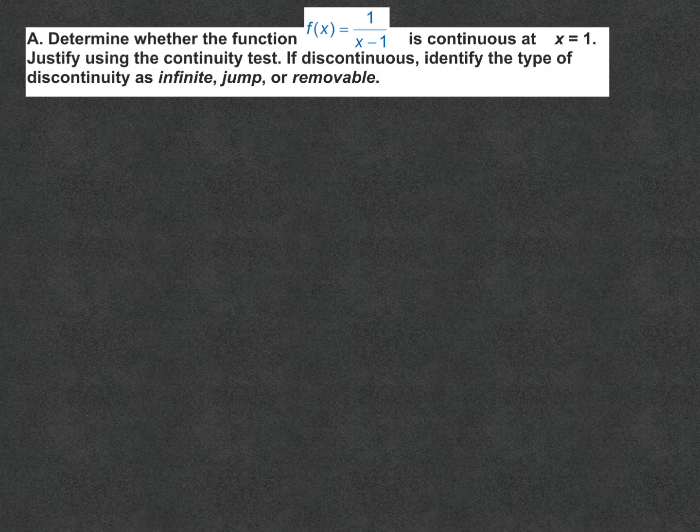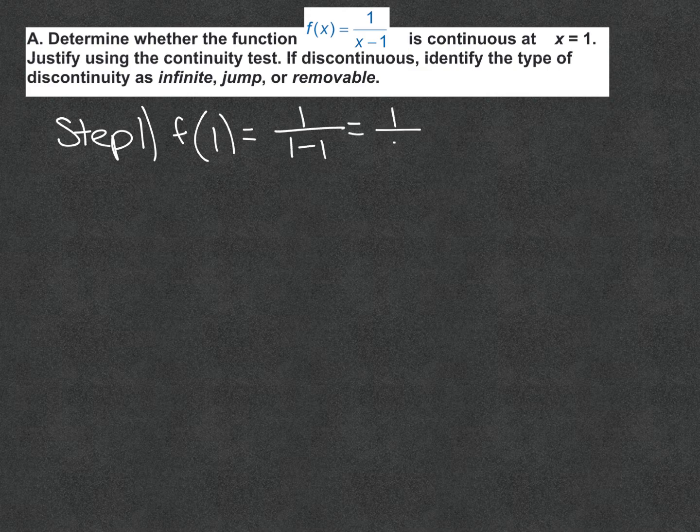Your first step is you need to see if f(1) equals anything, if it exists. So that's step 1. f(1) = 1/(1 - 1), and that is 1/0, which is undefined. So this is discontinuous. We now need to figure out what type of discontinuity it is: infinite, jump, or removable.